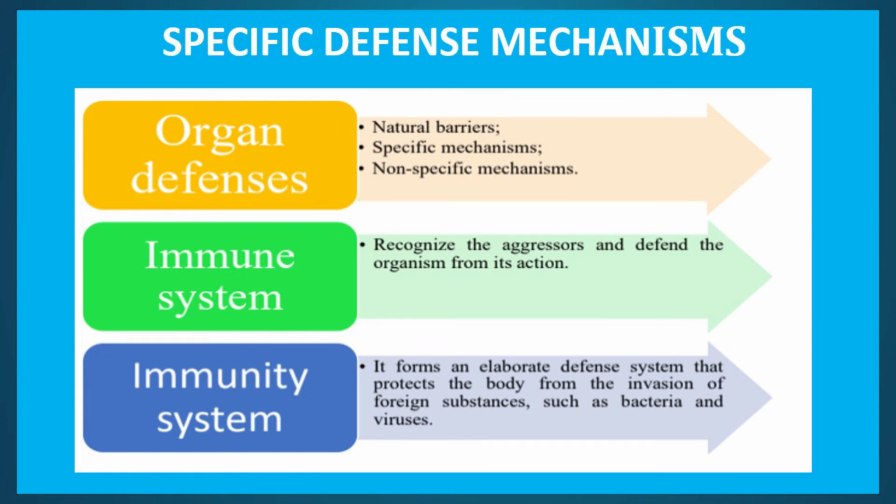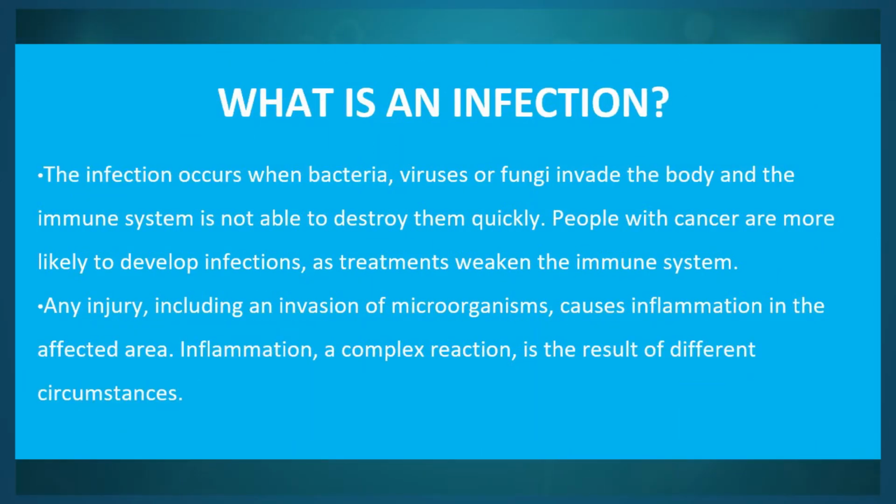Specific defense mechanisms. Organ defenses. Natural barriers. Specific mechanisms. Nonspecific mechanisms. Immune system: recognize the aggressors and defend the organism from their action. Immunity system: it forms an elaborate defense system that protects the body from the invasion of foreign substances, such as bacteria and viruses.